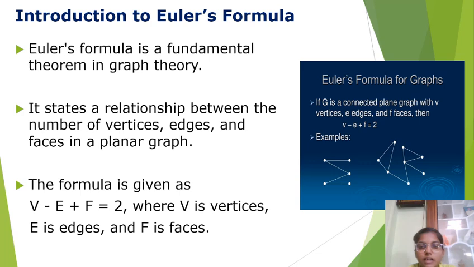Euler's formula for graphs: if G is a connected plane graph with V vertices, E edges and F faces, then V minus E plus F is equal to 2. Example: these are two examples of Euler's formula.